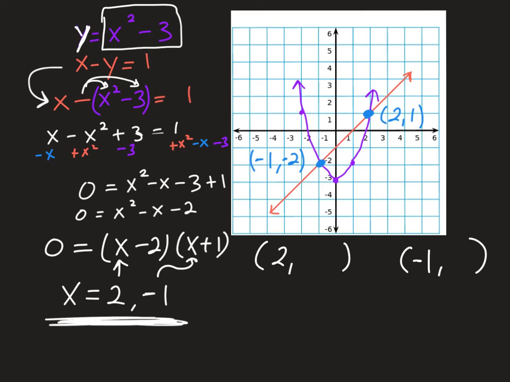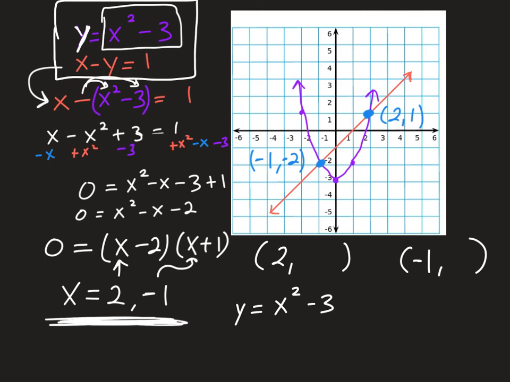What can I use to find y values? Well, let's come back to where we started. These were my two equations that I started with. This was the beginning of the problem. And I can use either one of those to find my y values. I might just choose that first equation just because y is already solved for. So it says y is equal to x squared minus 3.